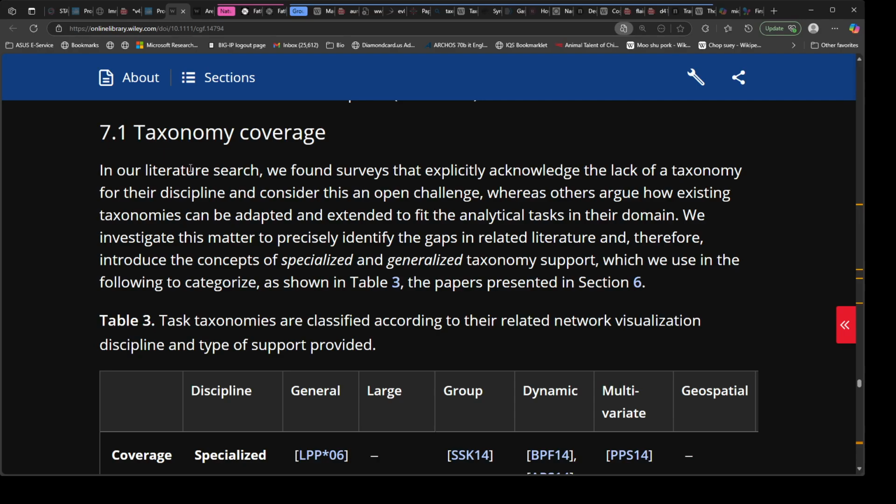In our literature search, we found surveys that explicitly acknowledge the lack of a taxonomy for their discipline and consider this an open challenge, whereas others argue how existing taxonomies can be adapted and extended to fit the analytical tasks in their domain. We investigate this matter to precisely identify the gaps in related literature and, therefore, introduce the concepts of specialized and generalized taxonomy support, which we use in the following to categorize, as shown in Table 3, the papers presented in Section 6.